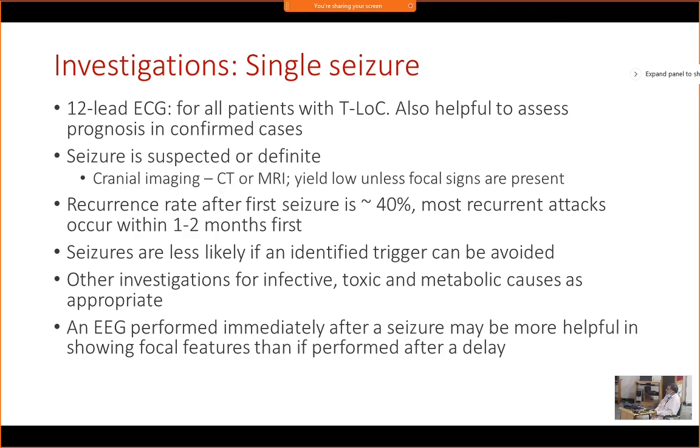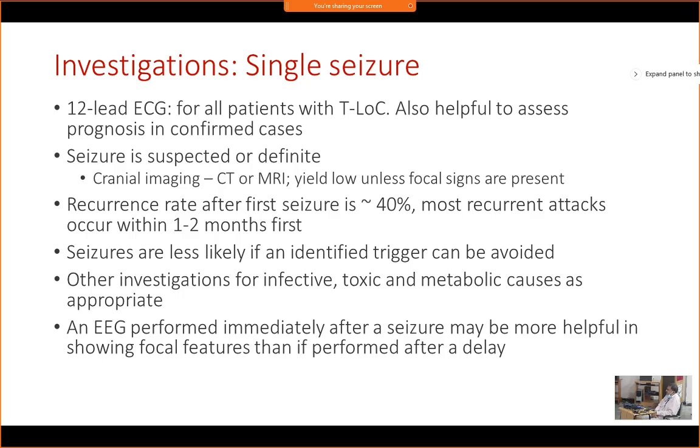A 12-lead ECG has to be done in all these patients. That is to exclude syncope. Syncope is transient loss of consciousness due to a cardiac cause. So if you do an ECG and the ECG is absolutely normal, then the chances of a syncope leading to transient loss of consciousness is rare. So this has to be done invariably.